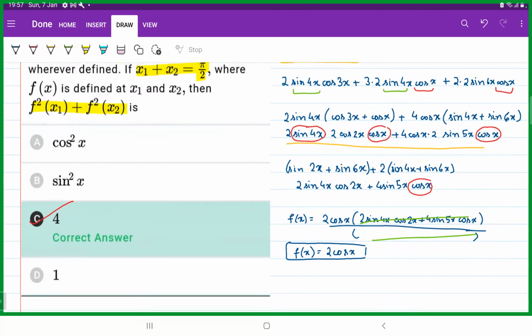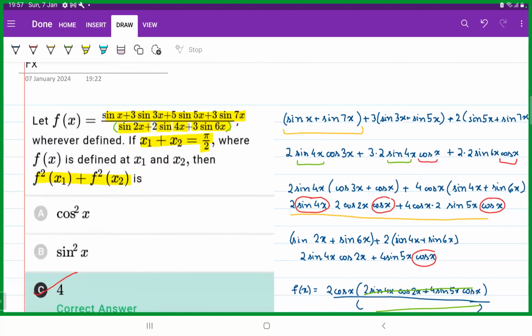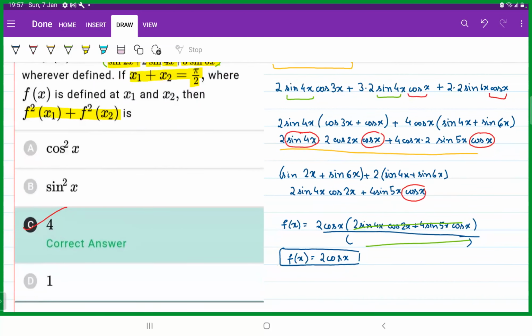See, x1 plus x2 is equal to pi by 2. So the moment you put x1 over here and x2 over here, cos x2 becomes sine x1. So when you add their squares, the only thing which will remain is 2 square into cos square x1 plus sine square x1. So the answer is 4.